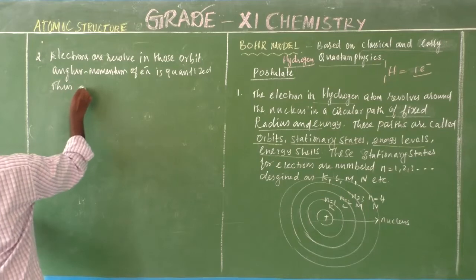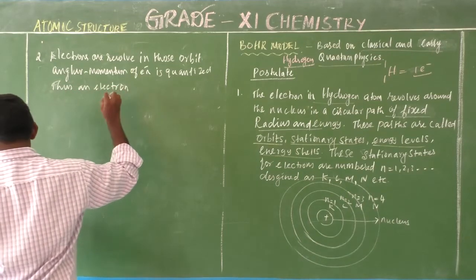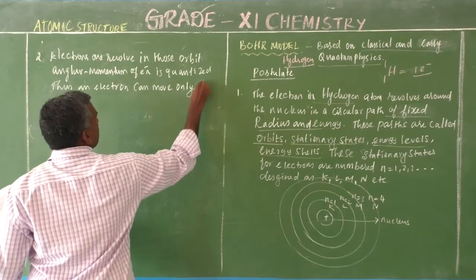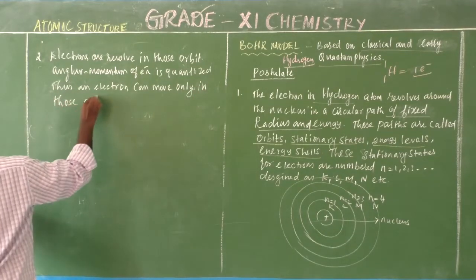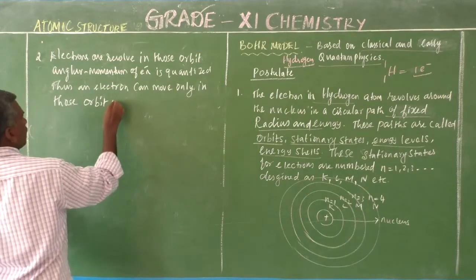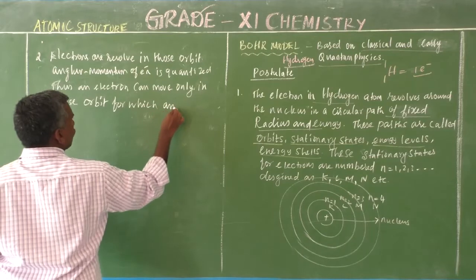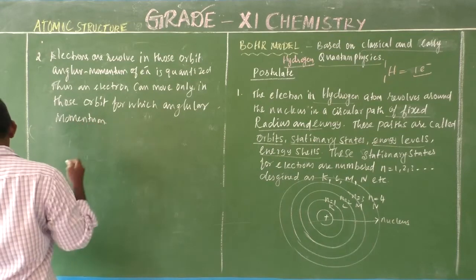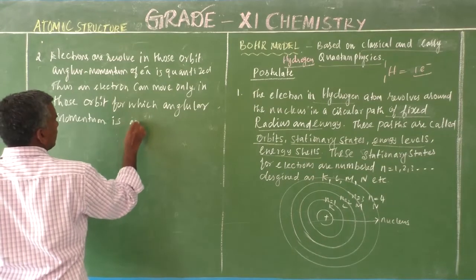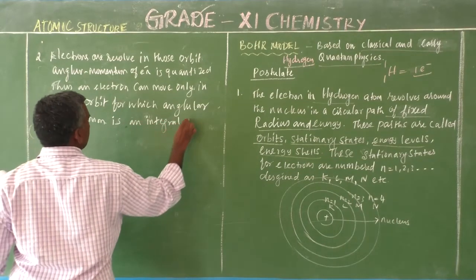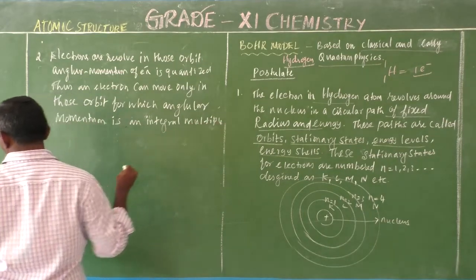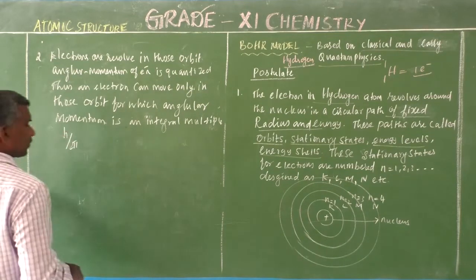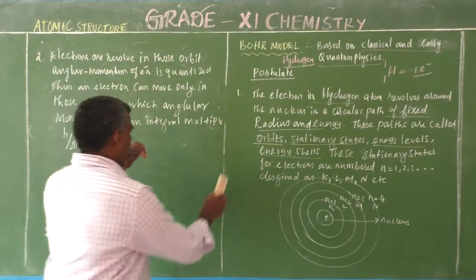Thus an electron can move only in those orbits for which the angular momentum is an integral multiple of h by 2π. Very simple concept. Second postulate.